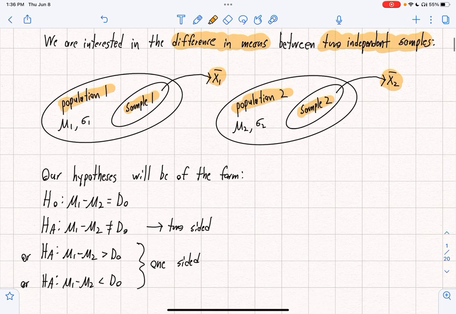So our hypotheses will look something like this. Our null hypothesis will be that the difference in means will be equal to some hypothesized value. So D naught just means hypothesized value. Typically, this will just be equal to 0. So we could think about rewriting this as mu1 is equal to mu2, because what we're saying is that the difference between them is equal to 0.